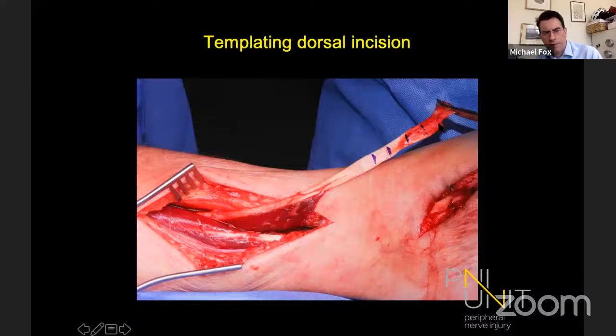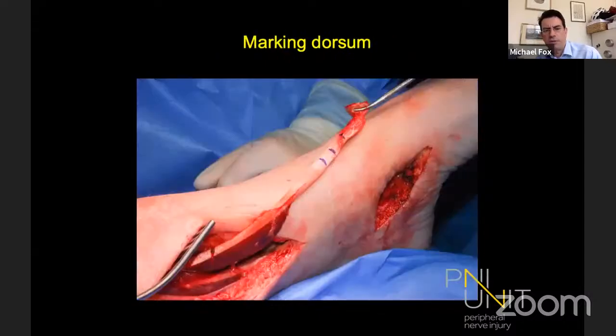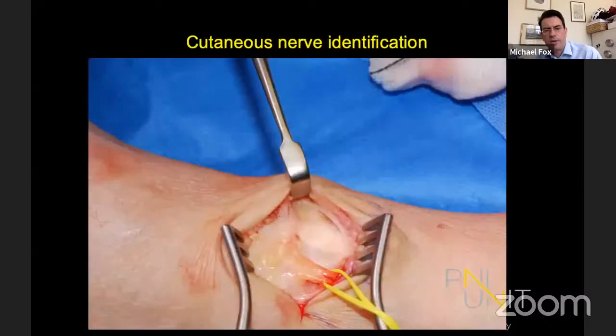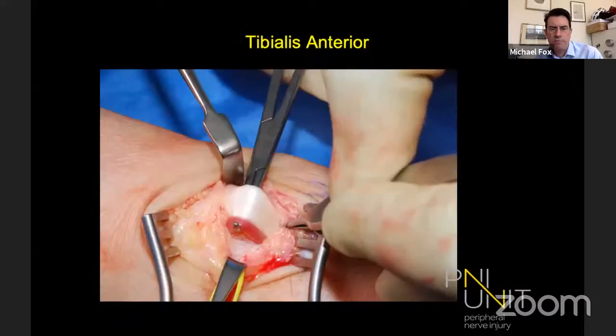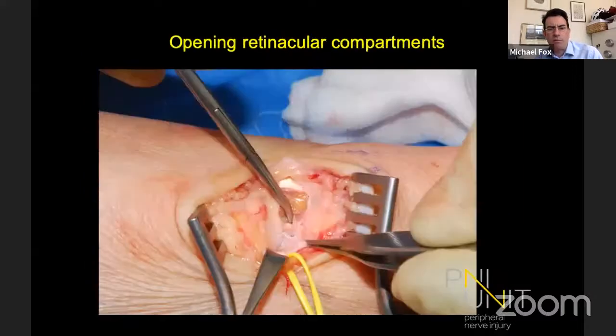I tend to mark the top of the tendon, deliver it through, and template my incision on the dorsum of the foot, and then close the wound, with a reasonably straight line of pull, and then find the top. The cutaneous nerves may or may not be relevant depending on the cause, but I tend to sling them and mobilize them. Find the relevant tendons, put on stay sutures.